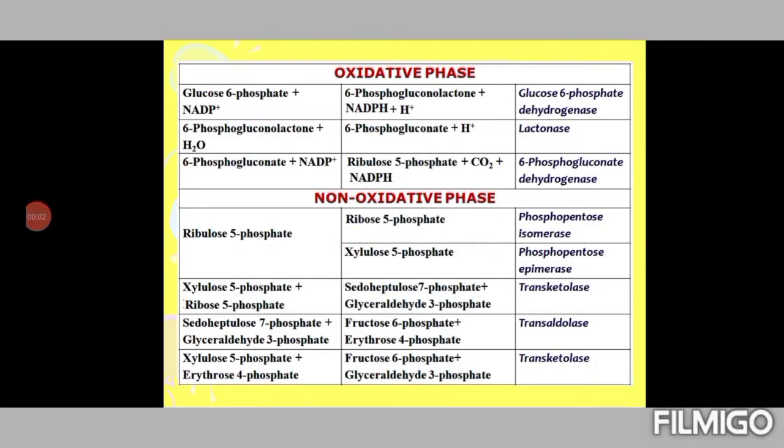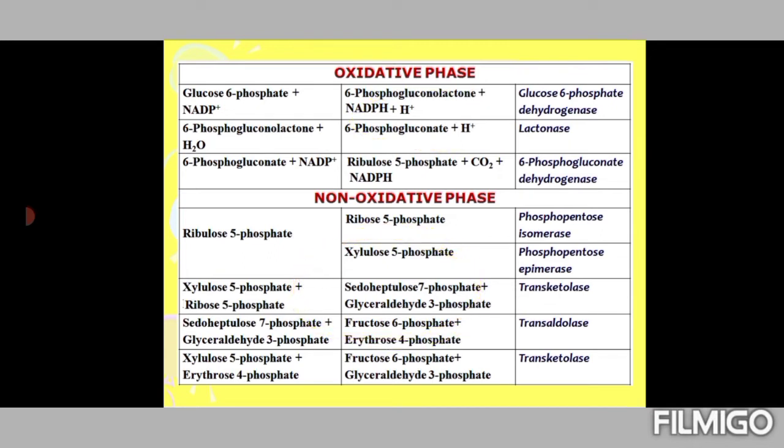Before we discuss the significance of HMP, we can go through what actually HMP means. This is divided into two phases: the oxidative irreversible phase and the non-oxidative reversible phase. So none of these reactions in the first phase are reversible. Here in this second phase, these reactions are reversible.